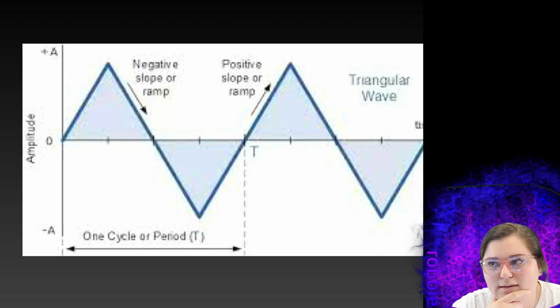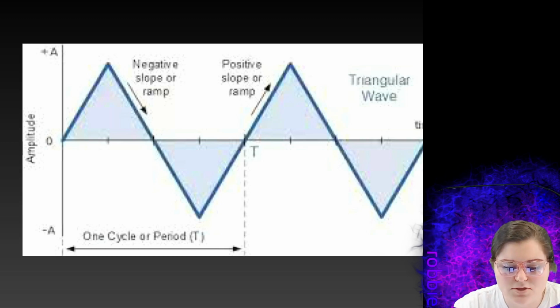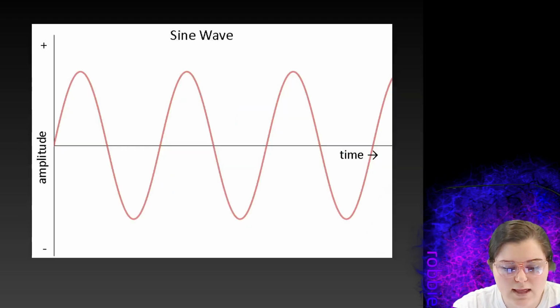Another common AC waveform is the triangle wave. The triangle wave is a linear wave, one in which the voltage rises at a constant rate with respect to time. And the sine wave. We said the sine wave was the most common one. The sine wave is the most common of all AC waveforms. Sine waves are produced by all rotating machines.